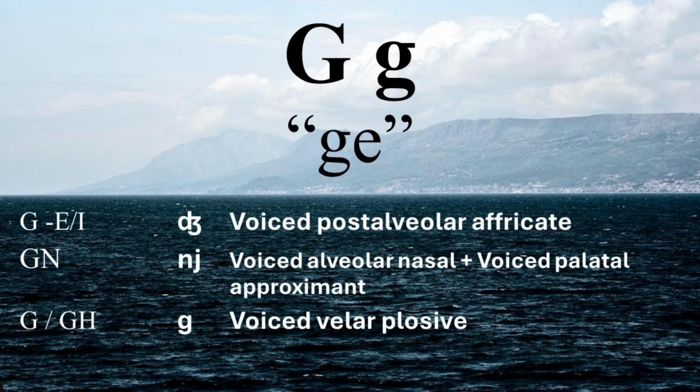G is even more wild than che. If G is followed by I or E, it's a voiced post-alveolar affricate, like J or G. If it's followed by enge, then it's a voiced alveolar nasal followed by the voiced palatal approximant, like nya, a nya. If it's followed by any other letter besides I, E, or enge, then it's just the voiced velar plosive, like ga, a ga.